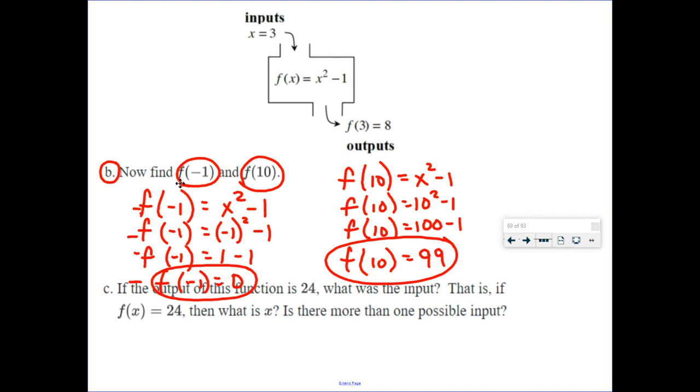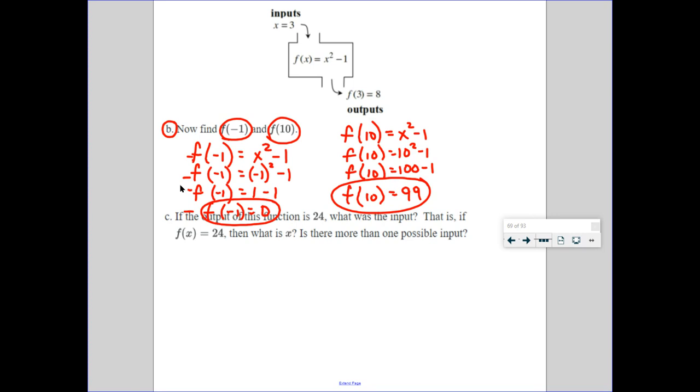Now, last problem here. Last problem on this page. If the output for this function is 24, did you hear that? If the output for this function is 24, what is the input? That is, if f of x equals 24, do you see the difference there between this? This is saying f of -1. This is saying f of x equals 24.